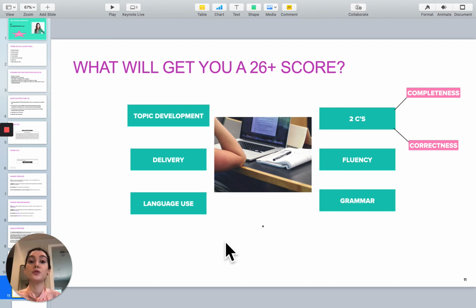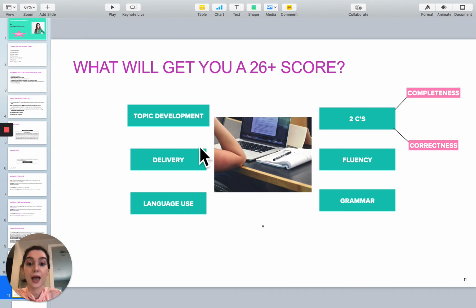So just make sure you know what's going wrong with your speech, and make sure you really work on those errors, but don't feel disheartened. It is a really high score that you need to get. So let's talk about these categories. These are the 3 categories that ETS is grading you on. First is topic development, then delivery, and third is language use.